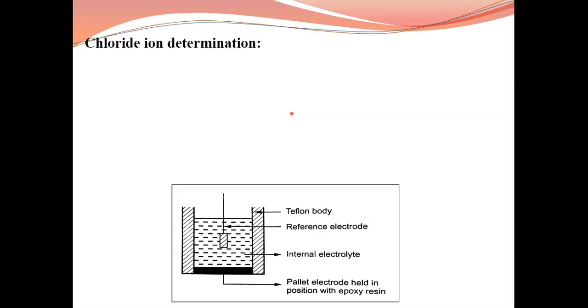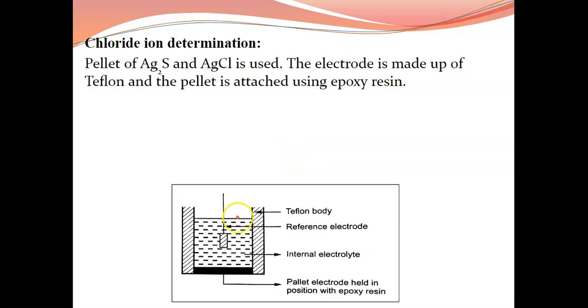Next is chloride ion determination. Again, it comes under the solid state membrane electrode. So in this case, again, here in the membrane, there would be a solid crystal, but since it is chloride ion determination, in this case it would be a pellet of silver sulfide and AgCl, silver chloride. So here again, you can see this is the internal electrode. This is a Ag AgCl electrode that can be used.